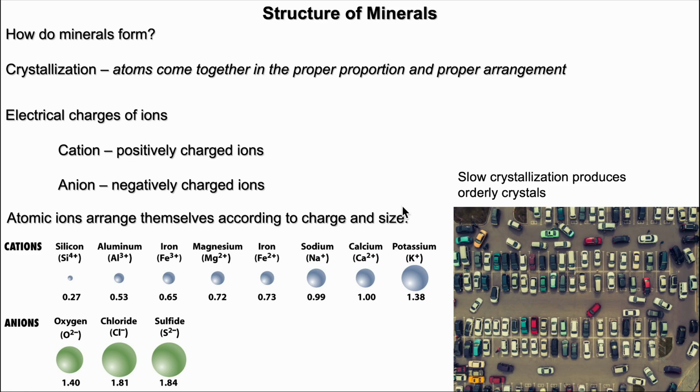So slow crystallization produces orderly crystals. There's time for the right atoms to assume the right position, to look for a vacancy here. Will this atom fit in this position? If so, it becomes part of the crystal lattice.